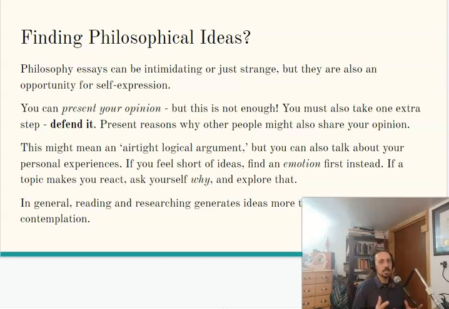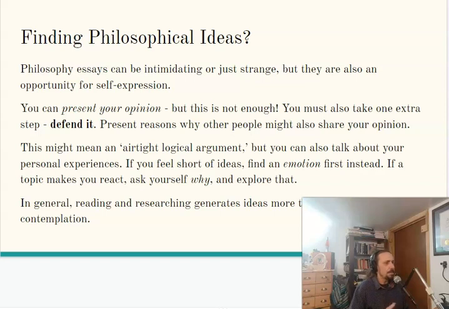This might mean an airtight, logical argument. But it doesn't have to. You can also talk about your personal experiences and how those personal experiences validate your point of view. Look, this happens, therefore... right? And if you feel short of ideas, if you feel stuck, you are not sure where to go, instead of looking for an argument, maybe look for an emotion instead.